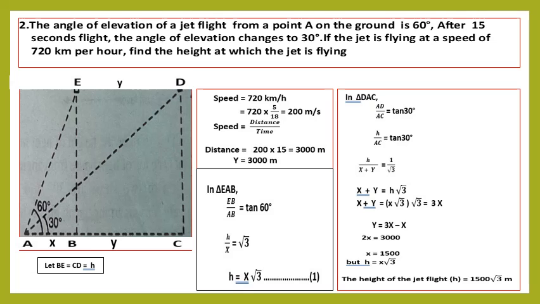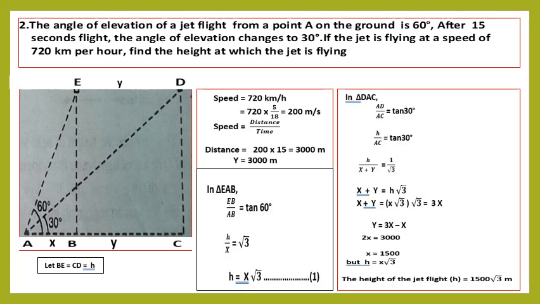Question number 2. The angle of elevation of a jet flight from a point A on the ground is 60 degrees. After a flight of 15 seconds, the angle of elevation changes to 30 degrees. If the jet is flying at a speed of 720 kilometers per hour, find the height at which the jet is flying.